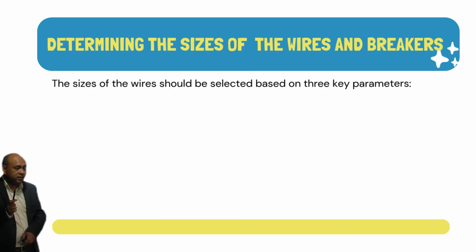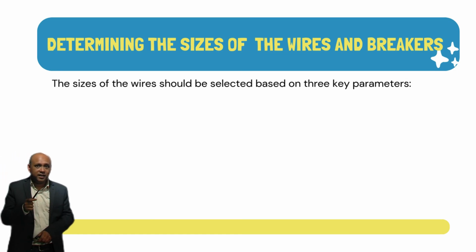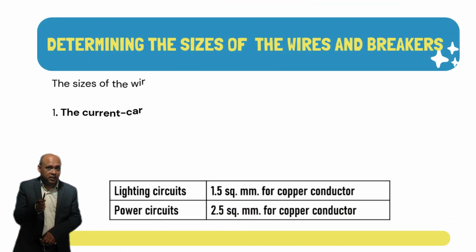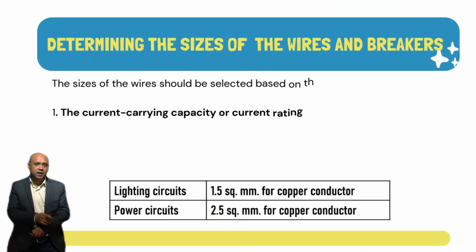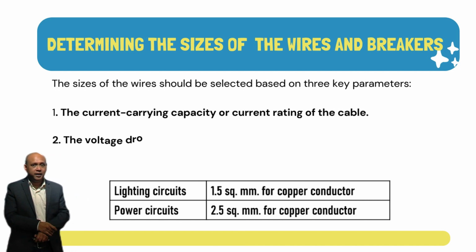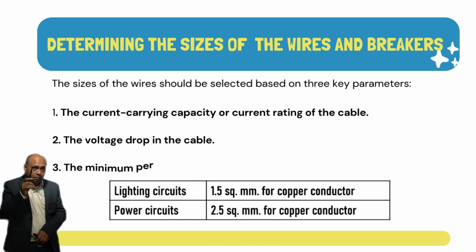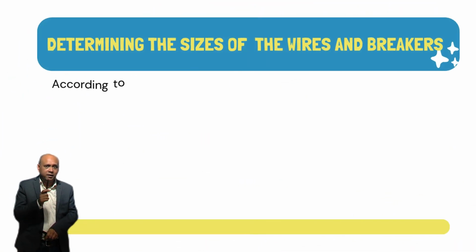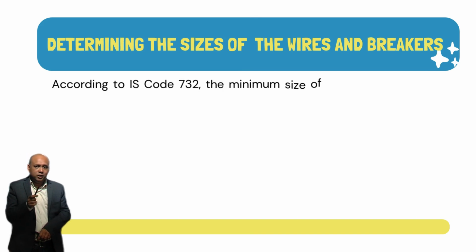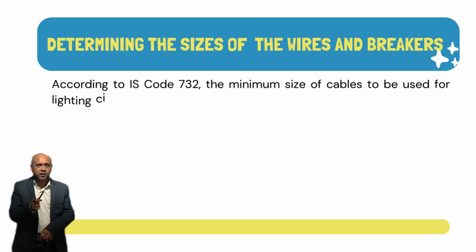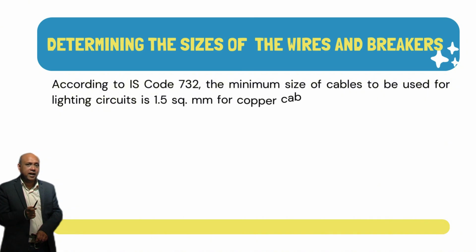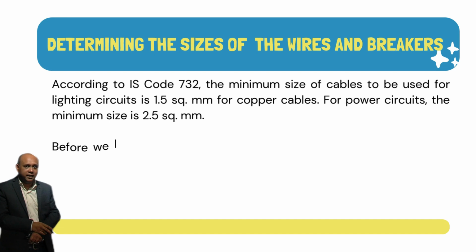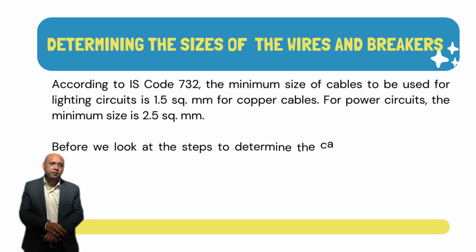The size of wires should be selected based on 3 key parameters. Number 1, the current carrying capacity or current rating of the cable. Number 2, the voltage drop in the cable. And number 3, the minimum permissible size. According to IS code 732, the minimum size of cables to be used for lighting circuits is 1.5 square mm for copper cables. For power circuits, the minimum size is 2.5 square mm.